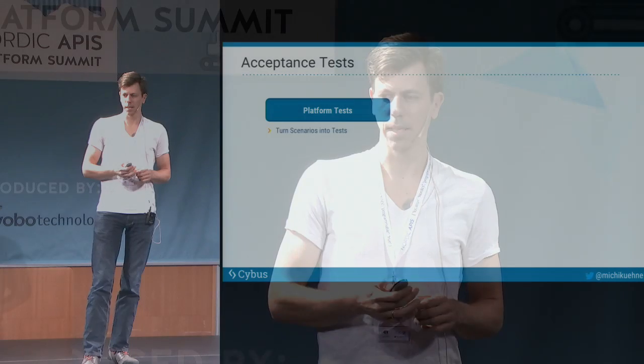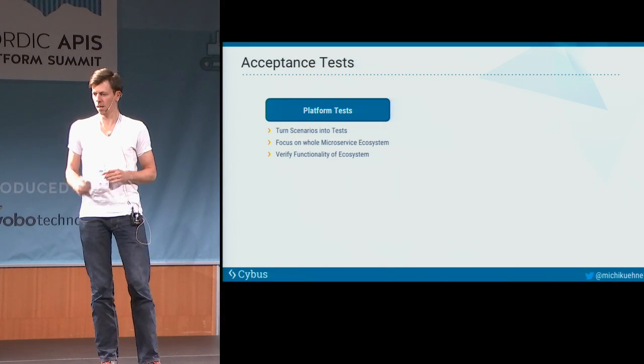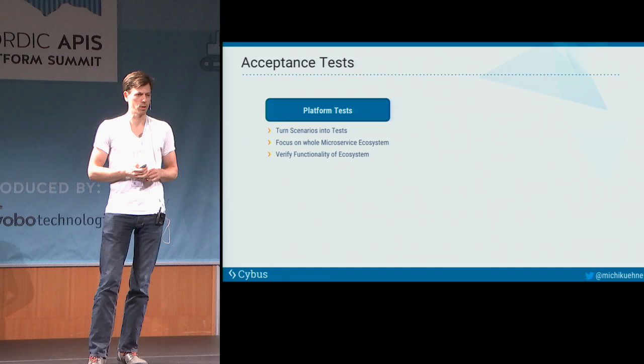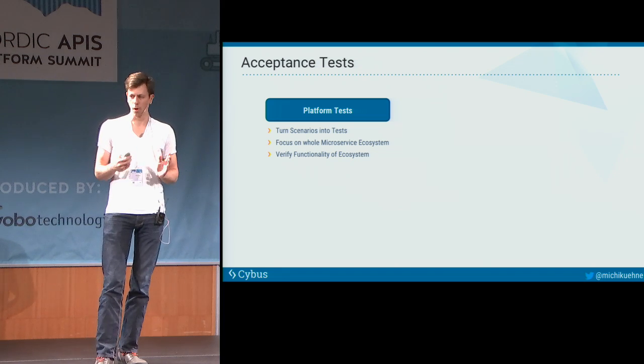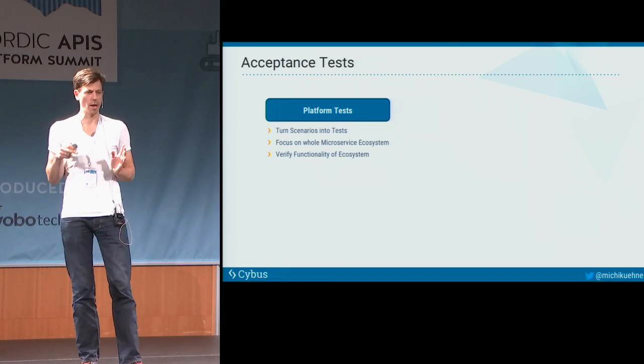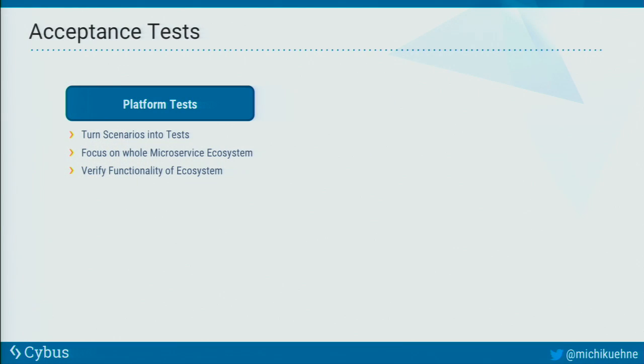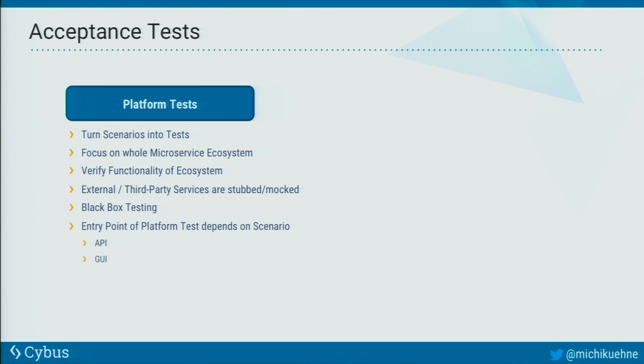We split up acceptance tests and platform tests on the one hand, where we implement scenarios which test the whole platform, where we want to verify that our platform really works, and we test all microservices which are involved in these kind of scenarios. This is more black box testing, where we really look at all our microservices as a black box, so we just stub external devices which are out of our control. We have two different types of platform tests.